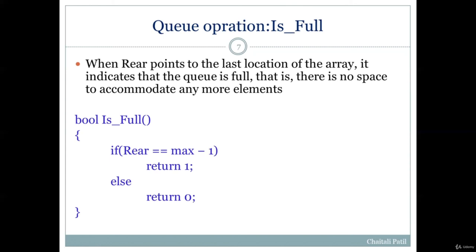When the rear pointer points to the last location of the array, it indicates that the queue is full. That is, there is no space to accommodate any more members. So if rear is equal to max minus 1, where max is the size of the queue, it means that the queue is full; else there is space to insert the element in a queue.